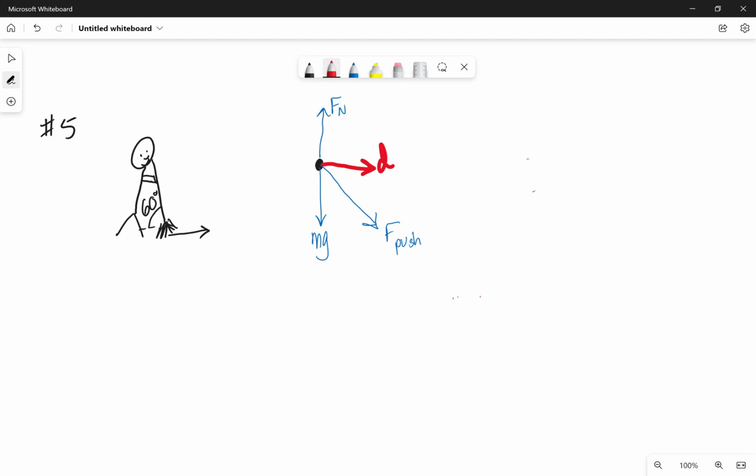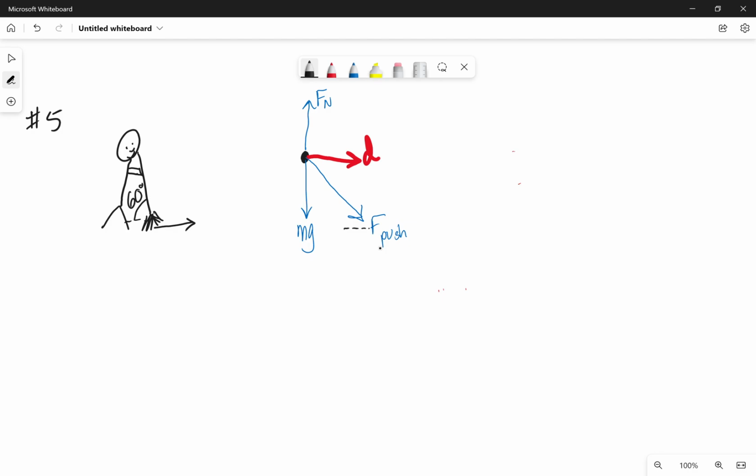So, if the angle is being made at 60 degrees with the floor, then it would also be 60 degrees with the displacement because of two parallel lines cut by a transverse line and alternate interior angles being congruent. Okay. I'm going to be really quick and say that the normal force and mg do no work, so I'm going to just ignore them because they're both perpendicular to the displacement.